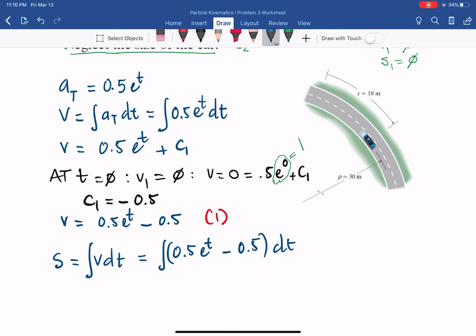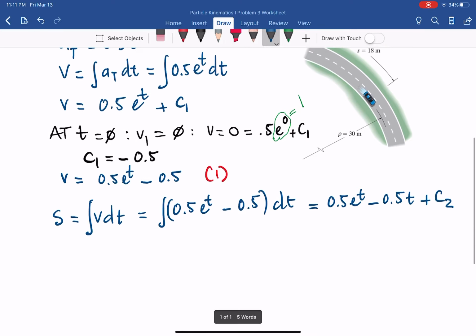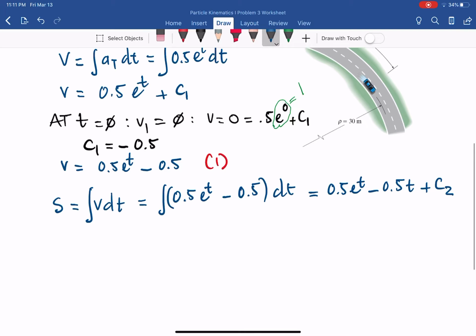And then we have to add a constant. In this case, I call it C2. We had C1 above there. And C2 is the constant determined from the initial condition. So at the initial condition t equals 0, we also have s1 equals 0. Put that in there.